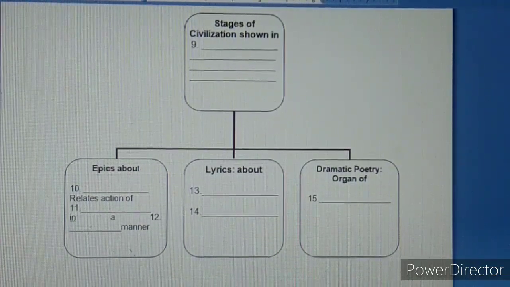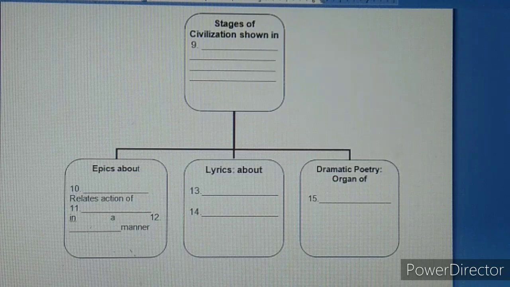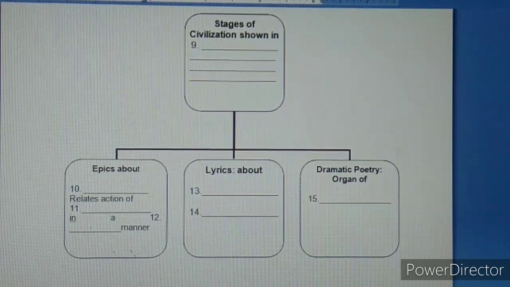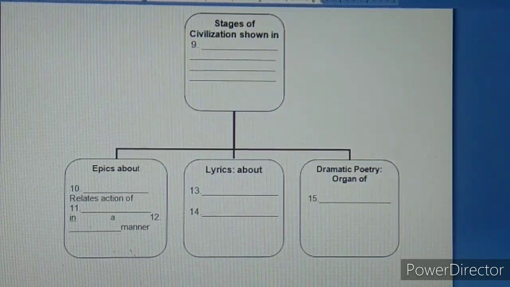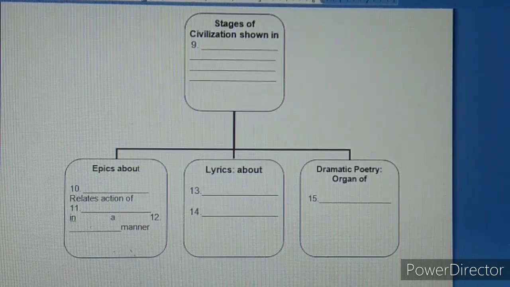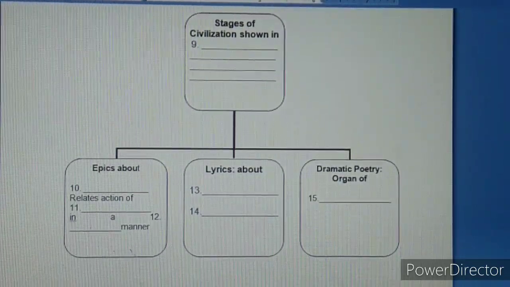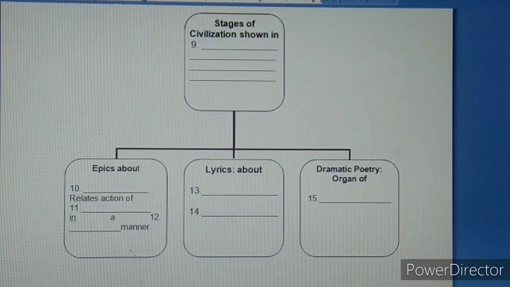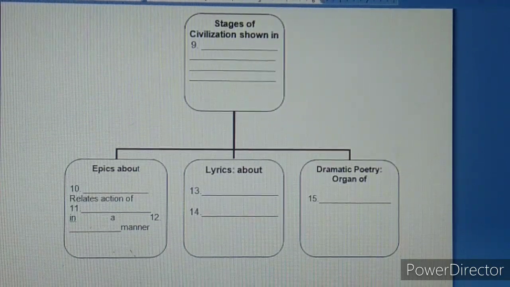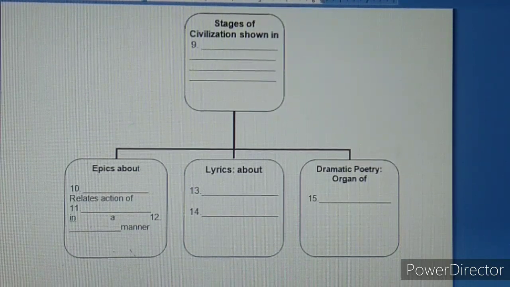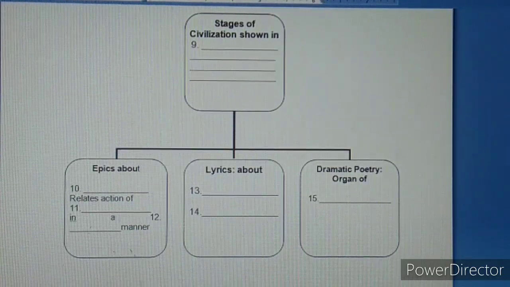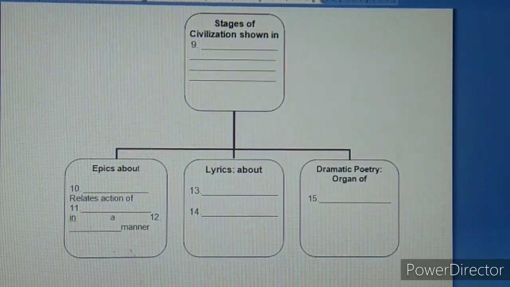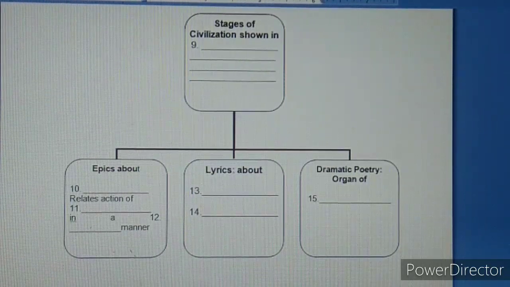Now let's move on to numbers 13 and 14. Lyrics about: number 13, personal aims and wishes. And number 14, depths of human emotions. And last but not least, number 15, dramatic poetry, organ of: the correct answer is prevailing thoughts and feelings.